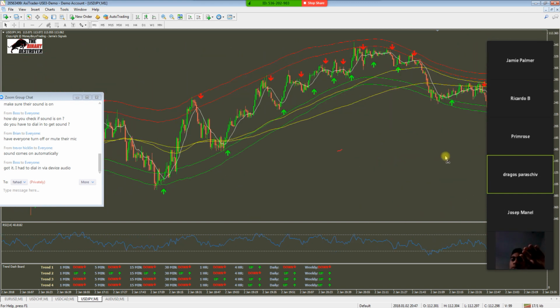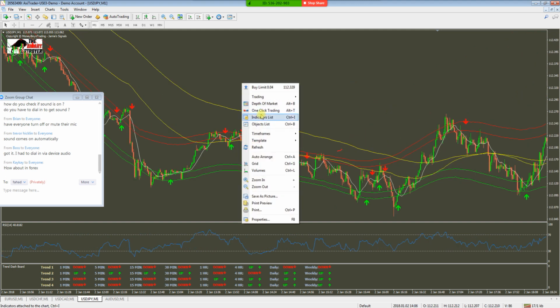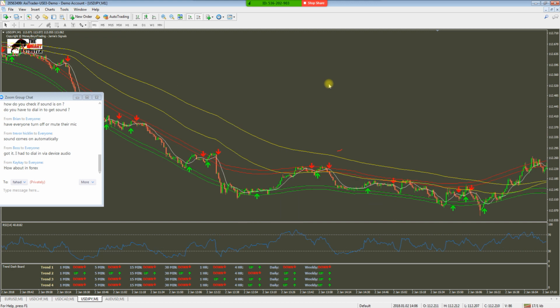So yeah, what I want you guys to do this week is just use these two strategies to help you. Now it's going to be a bit different to what you trade with Binary Destroyer, but I want to take it back to basics.